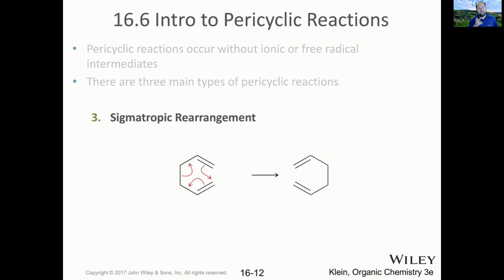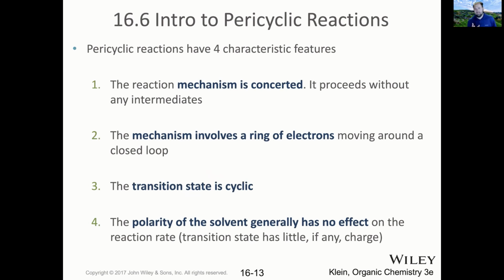Lastly, we have the sigmatropic rearrangement. In this case, we still have the cyclic movement of electrons around in a circle. And in this case, we've got some pi electrons and some sigma electrons, at least starting as sigma electrons, moving around. And then you have a formation of some new pi bonds and some new sigma bonds. So this is what a pericyclic reaction is ultimately characterized by.